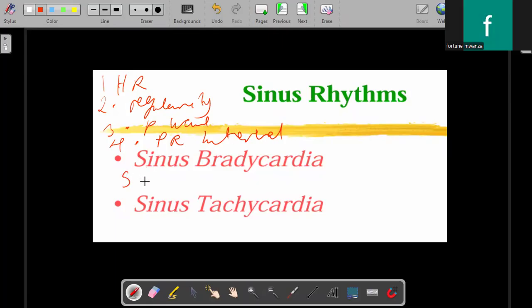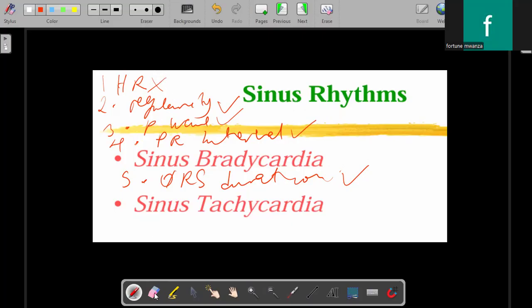Then the final one was the QRS duration. Now, when I'm talking about the sinus arrhythmias, you find that all these 4 steps are normal. The regularity is normal, the P wave is normal, the PR interval is normal, and the QRS duration is also normal. But what is not normal there is the rate. If you calculate your rate using the same method that I've shown you, you find that the rate is not normal. So you can diagnose.